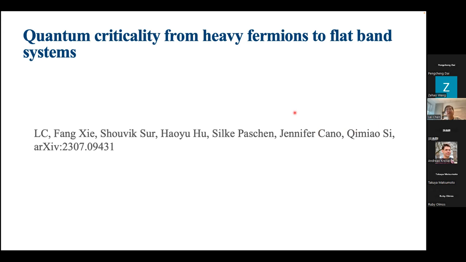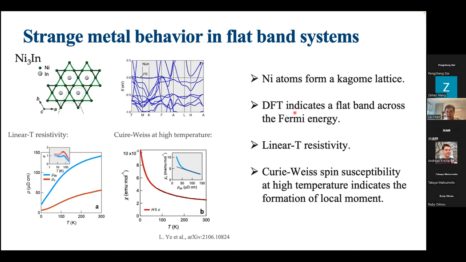Before we get into the theoretical part, let us first revisit some experimental observations. For example, in these nickel-3 indium materials, the nickel atoms develop into a kagome lattice, and the DFT flat bands indicate an active flat band that exactly crosses the Fermi energy, which means it is going to contribute to the low energy physics. There is also linear in T resistivity scaling behavior observed in experiments. In addition, there is Curie-Weiss spin susceptibility, which has been observed at high temperature, indicating the formation of the local moment.